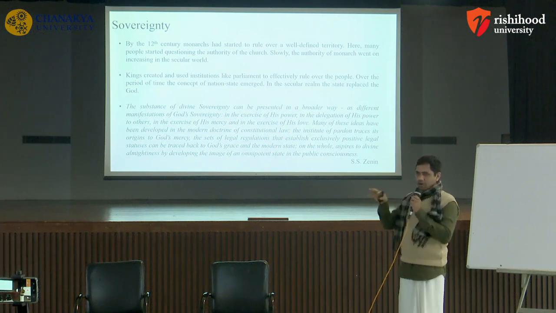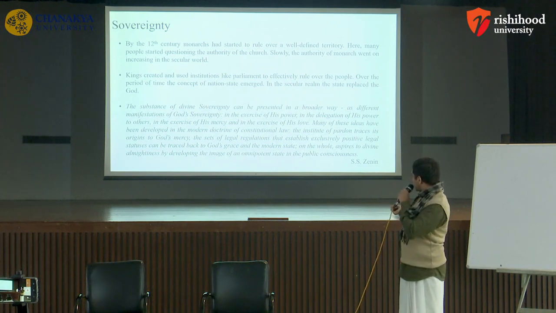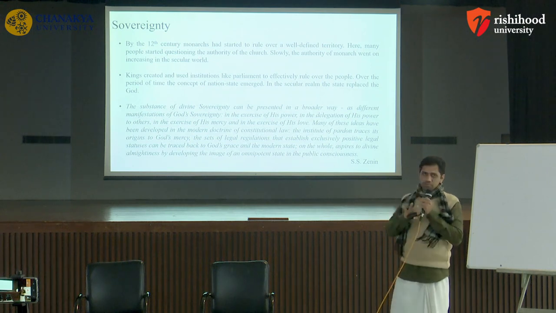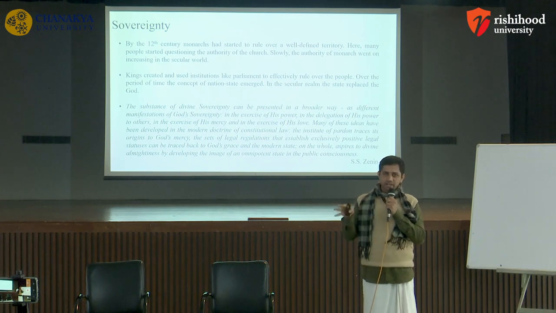and because of all these conflicts, these nation states evolved. Kings created and used institutions like parliament to effectively rule over the people. Over a period of time, the concept of the nation state emerged in the secular realm. The state replaced God. So the nation states evolved around the 16th century.